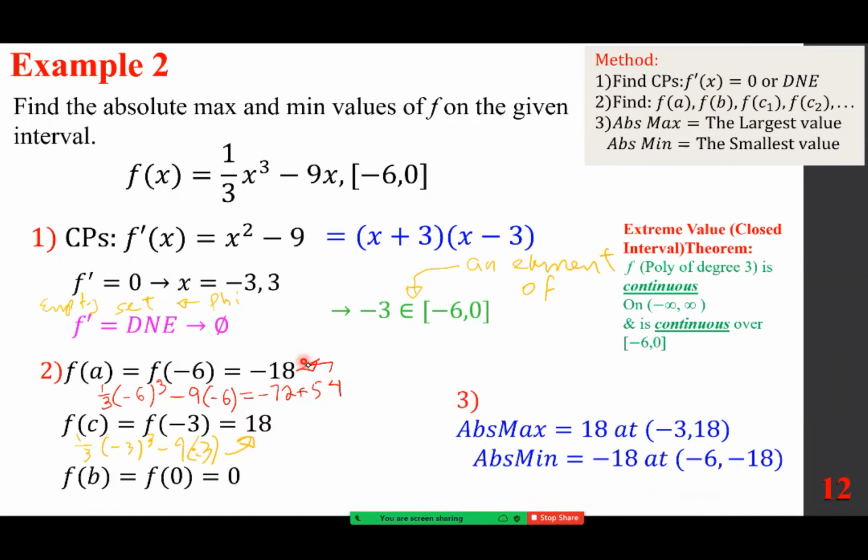So this is the way I would like to write it. This is the third step. Absolute max is 18 at this pair. Absolute min is -18 at -6 comma -18. So that's pretty straightforward.